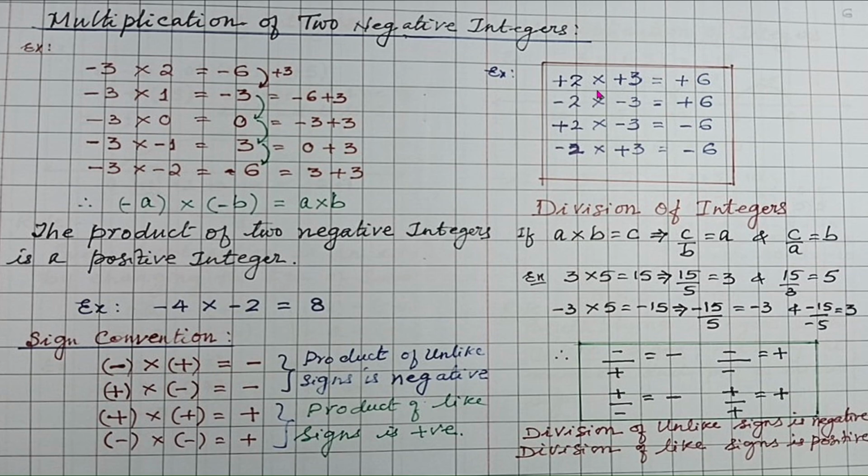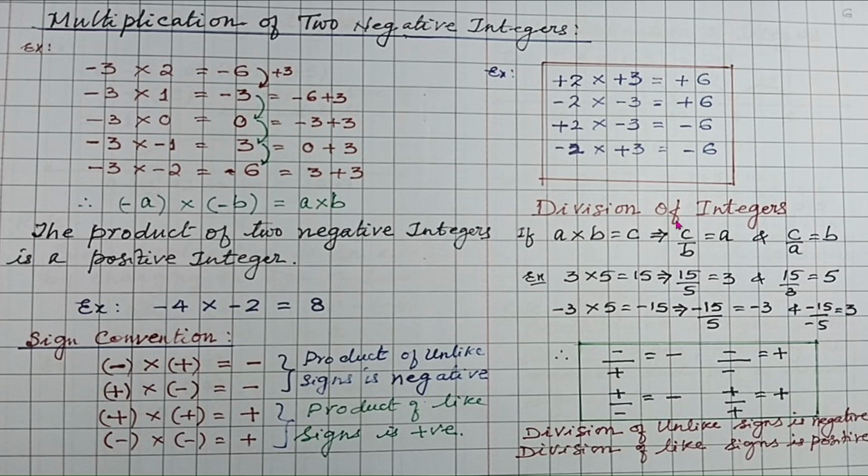I have taken an example here. Plus 2 into plus 3, multiply the numbers, 3 into 2 is 6. Plus into plus is plus, minus into minus is plus, 3 into 2 is 6, plus into minus is minus, 3 into 2 is 6, minus into plus is minus, 3 into 2 is 6. So remember, whenever we take the product, first multiply the signs as per the sign convention. Again, a very important procedure which you have to remember.